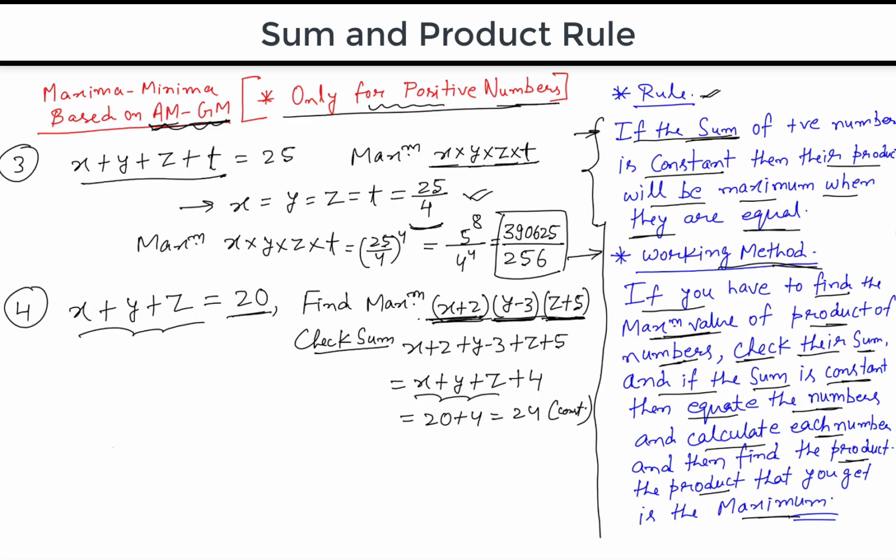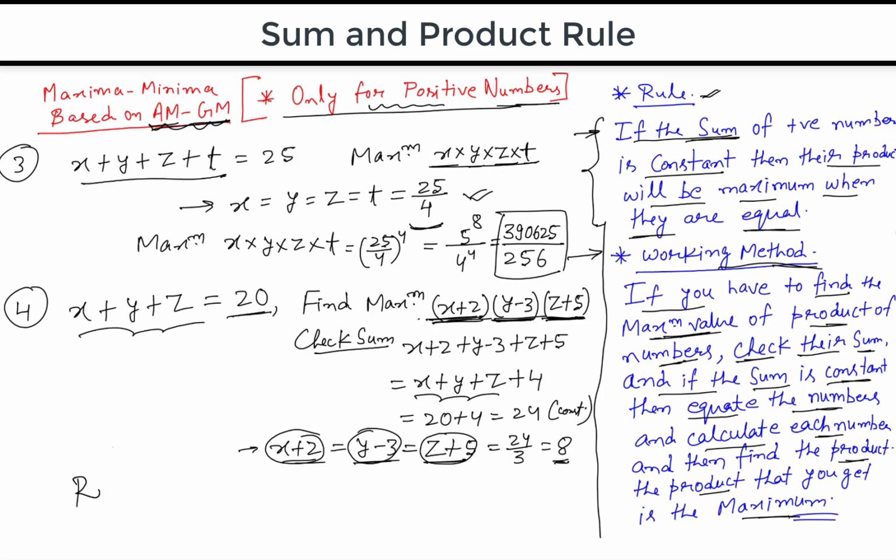Equate these three numbers. So x plus 2 will be equal to y minus 3, will be equal to z plus 5, will be equal to 24 by 3, and that is 8. You don't even need to find the value of x, y, z separately in this case, because you have to find the product of these three numbers, right? And for the product to be maximum, we have already equated them and we have got each value as 8.